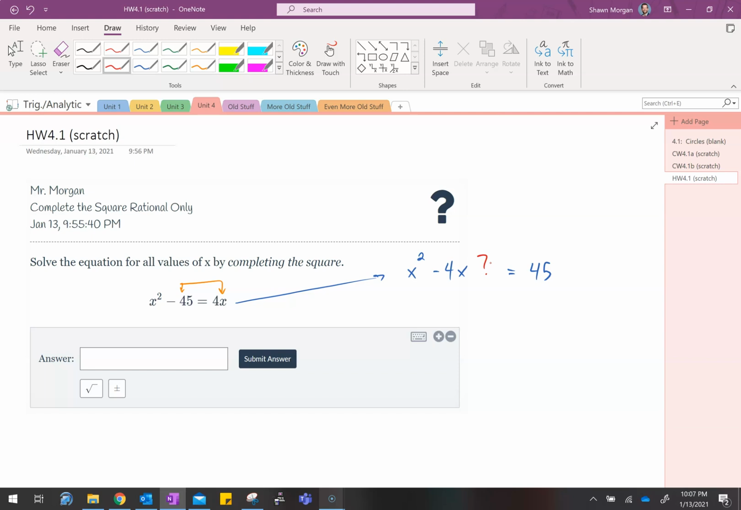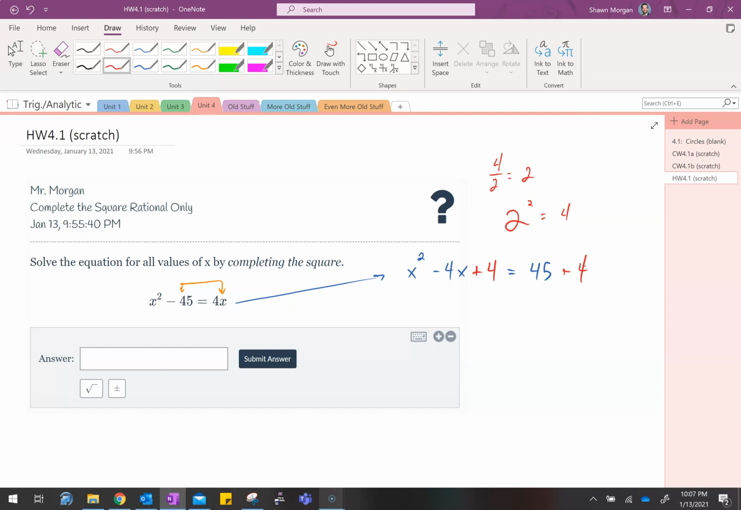You guys know I do my goofy little hand signal thing, you can't see me at home. We're going to take that 4, cut it in half, and then square that result. 2 squared is 4, so we're going to say plus 4 on the right as well as on the left.